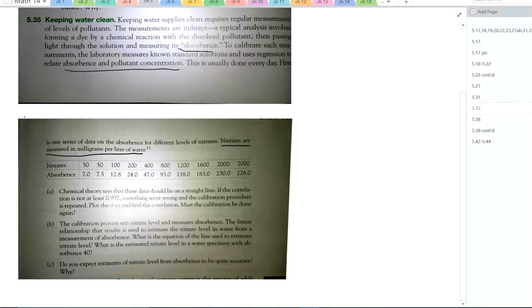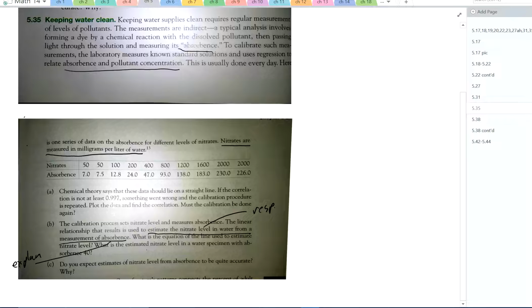Okay, B, the calibration sets nitrates level and measurements absorbance. The linear relationship that results is used to estimate nitrate level in water from a measurement of absorbance. Okay, so they're actually estimating nitrate level from the absorbance. So we're actually looking at the absorbance and then predicting how much nitrate is in there. So that makes the absorbance the explanatory and the nitrate level the response. Now, if you were more familiar with this process, you probably could see that sooner, but if not, then maybe not so much.